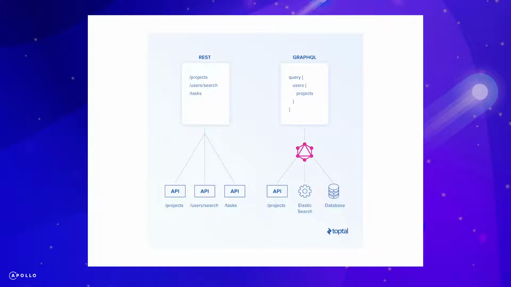This diagram from TopTal provides a great view of the difference between REST and GraphQL requests. In REST architectures, we make multiple different requests to different endpoints that serve predefined data to our application. GraphQL allows us to pass a single request that returns exactly the data we defined.